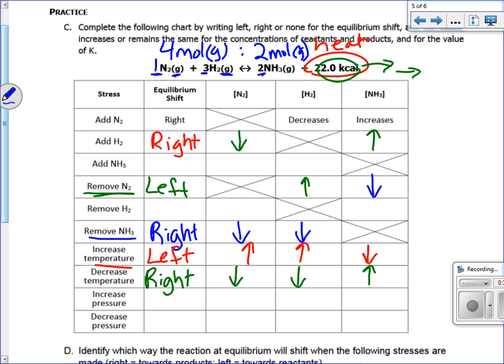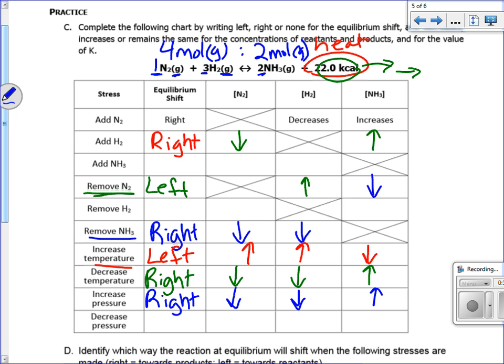So, this is how pressure works. To increase the pressure, it shifts to the side with the least number of moles. Oh, so it goes to the right. If we increase the pressure, yes, it's going to go to the right. Good. If I go to the right, my reactants decrease, my products increase.